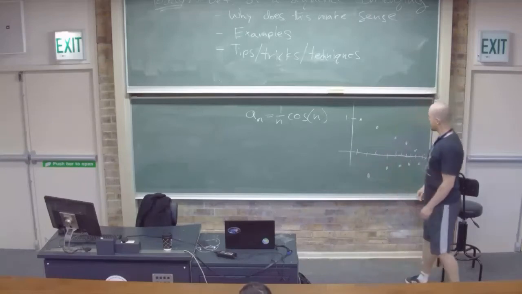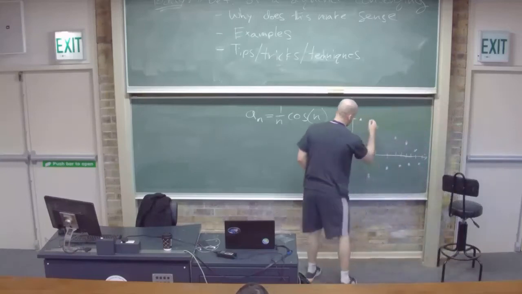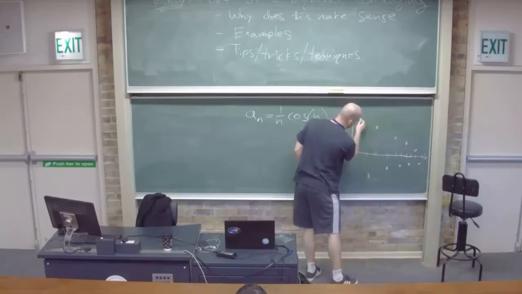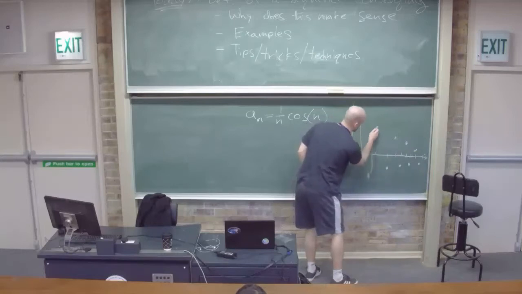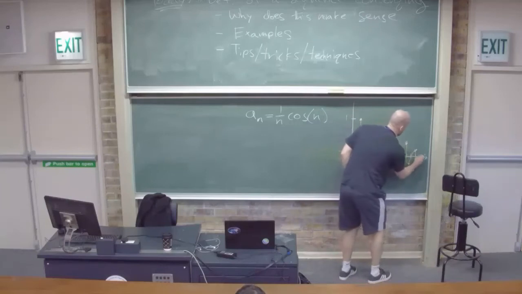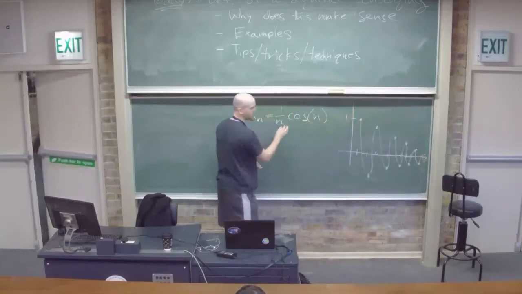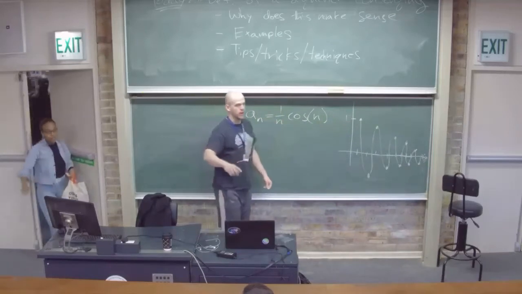So we have this idea that it's converging. If I connect the dots just very lightly, remember a sequence is always discrete, it looks kind of like that. If this was an x and it were a continuous function, it would look kind of like that.